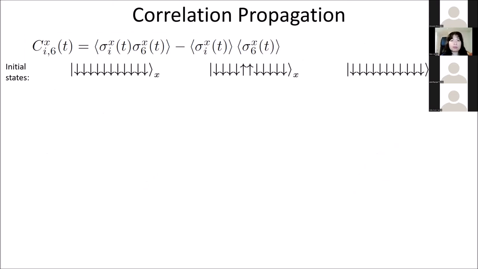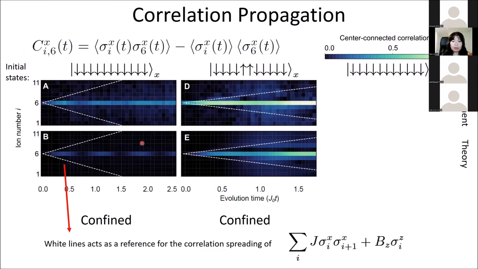The clear way to see how information spreads is to see how the center spin correlates to the neighboring spins, which is given by this formula. In this experiment, we observe the confinement effect with different initial states, x and z. The x direction is the direction along the interaction direction J_ij here. And these plots are the evolution of the kinetic correlation of this function with respect to the center spins.